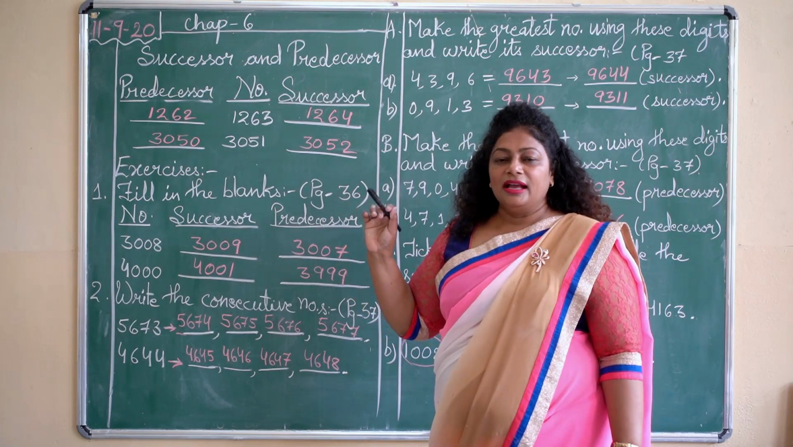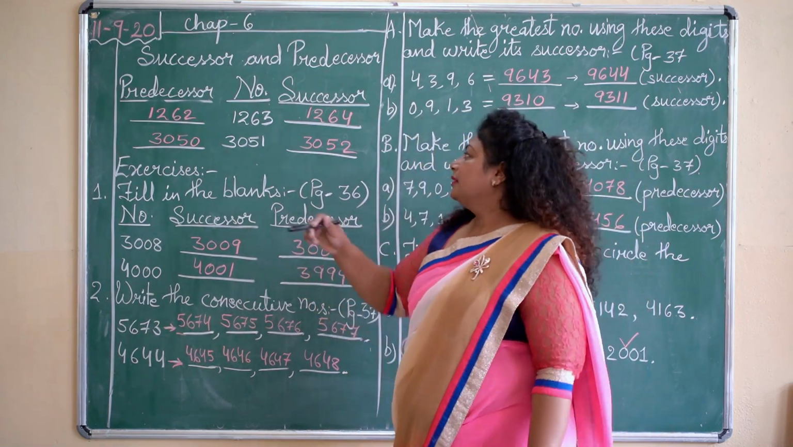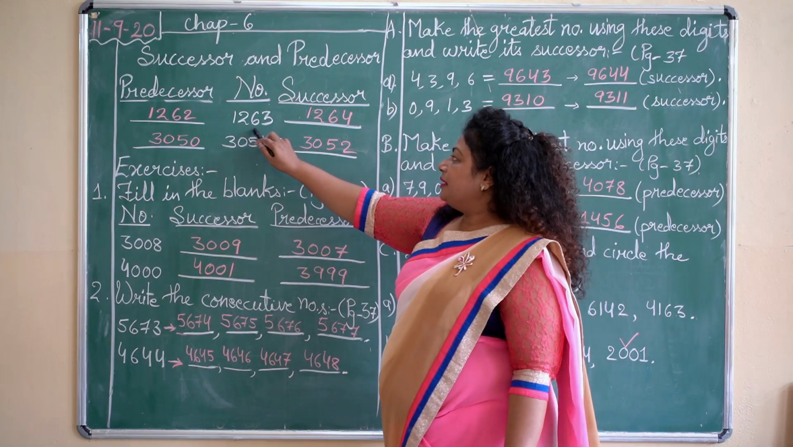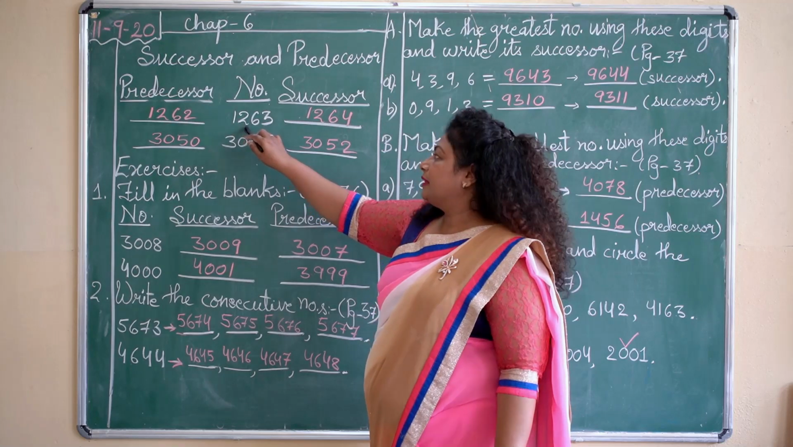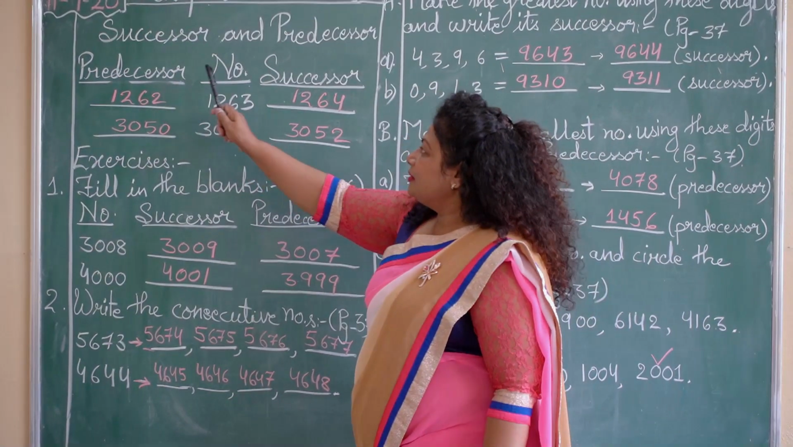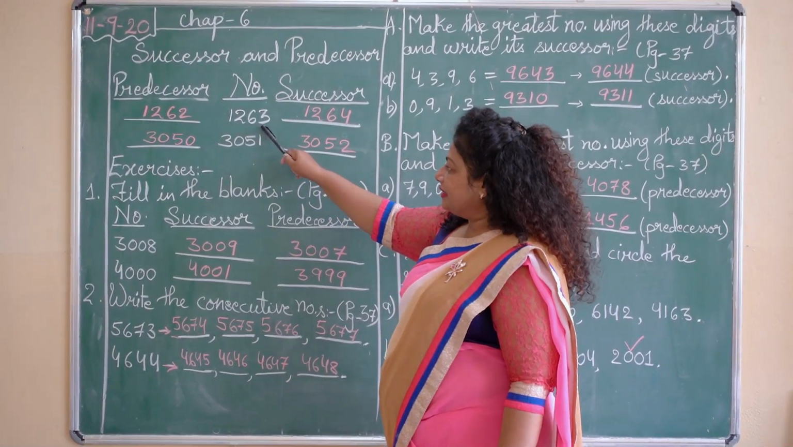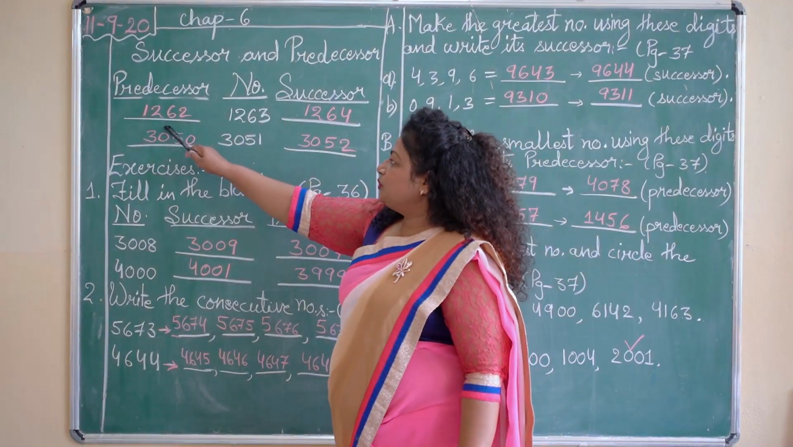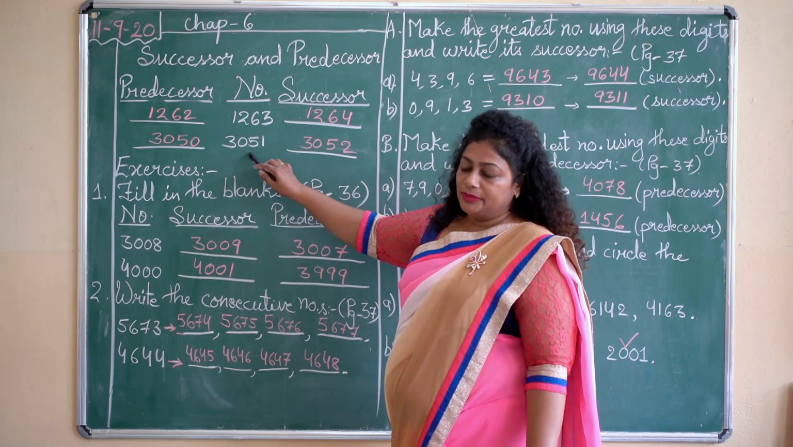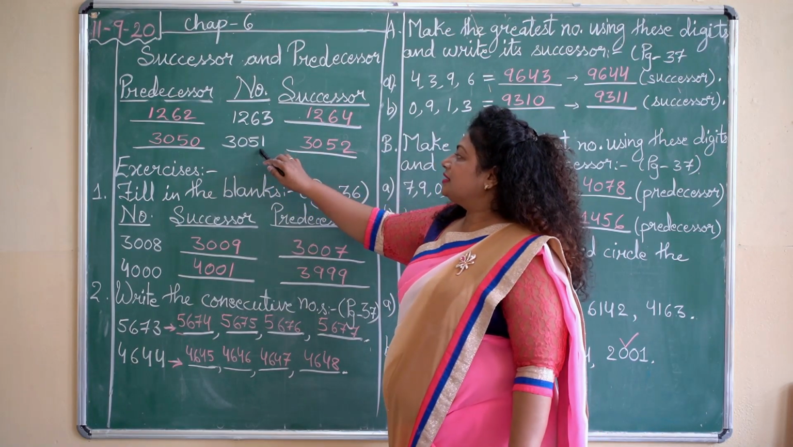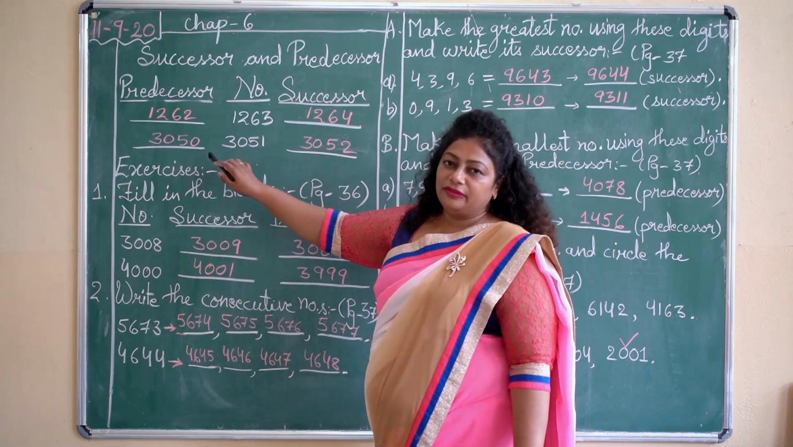Now let us understand what is predecessor. Predecessor is the number which can be written before the given number. Now the predecessor of the given number 1263 is 1262. Let us take the example of second number. 3051 is the given number. The predecessor of this number will be 3050.